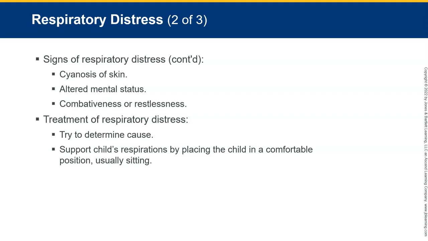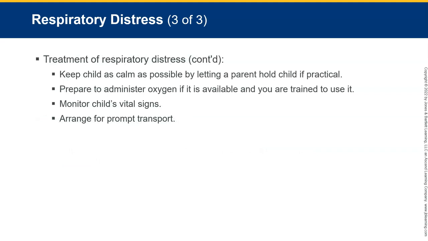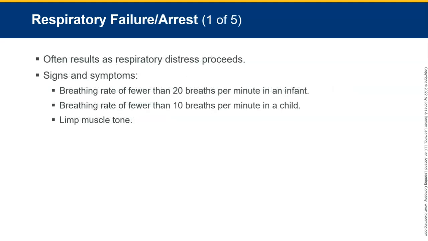So the treatment: we want to find out what the cause is. Do they just need oxygen, or do they have an airway obstruction, or what is the cause of this respiratory distress? Maybe it's some type of allergen, who knows? But we need to support their respirations by putting them into a comfortable position, usually sitting, allowing them to hopefully breathe normally. Keep them as calm as possible, and get some oxygen on them if you're able to. Monitor their vital signs, and make sure they're going to the hospital with whoever they're supposed to go with, whether it's you or EMS.